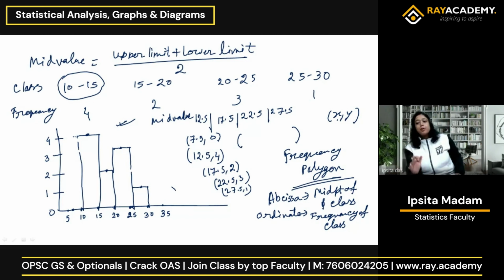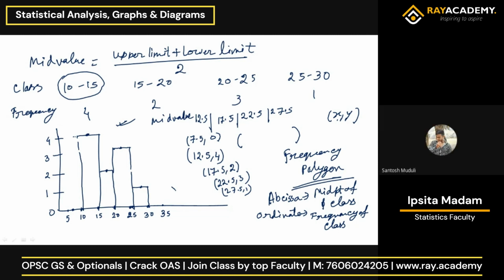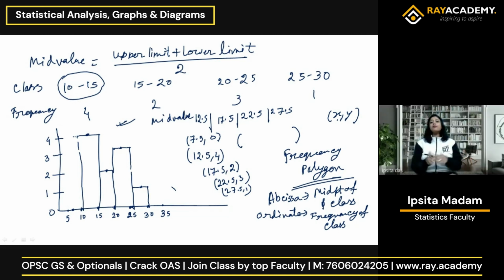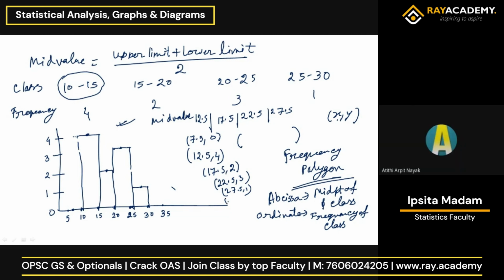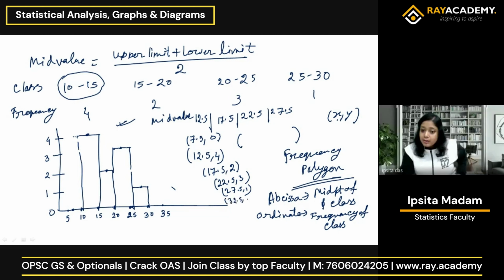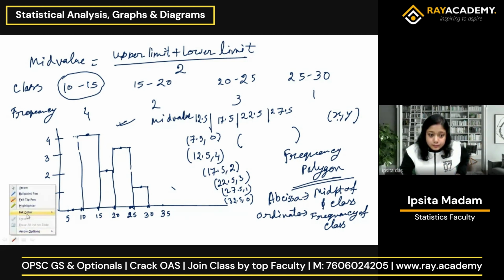And next endpoint, that is the last endpoint, which will be the after the last class. So 25 to 30, what will be the next class? 30 to 35. So 30 plus 35, its mid value will be 32.5. 32.5, comma 0. Similar, because there is no frequency here. So naturally their frequency will be 0. That means ordinate will be 0. Just you just join the lines.